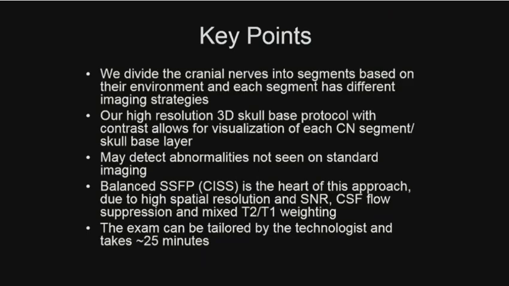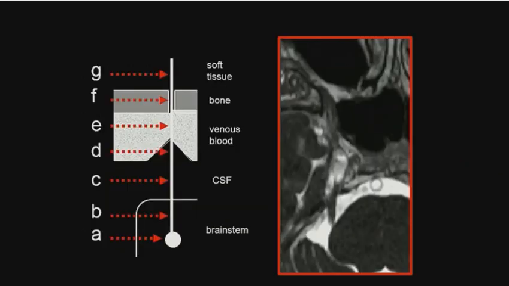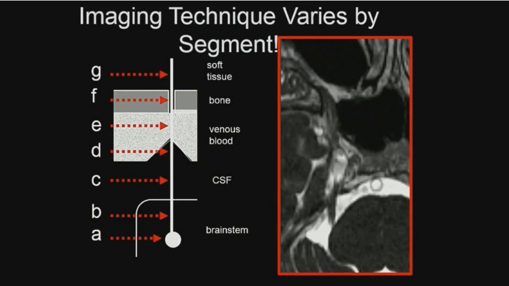So the key points: we can divide the cranial nerves into different segments based on their environment, and each segment has different imaging strategies which should go along with it. The protocol that I've shown you allows for visualization of much of the cranial nerves from their apparent origin at the brainstem into the extraforaminal segment. The protocol that I've demonstrated can be performed in approximately 25 minutes. And importantly, the imaging technique, of course, has to vary by segment.